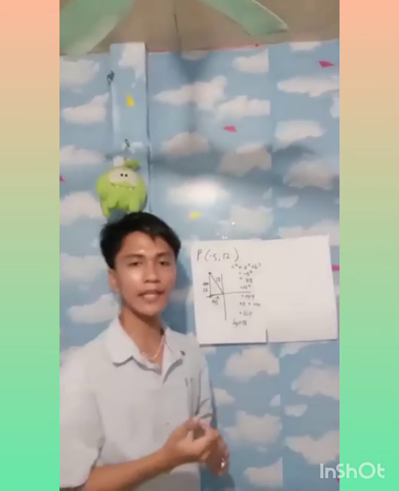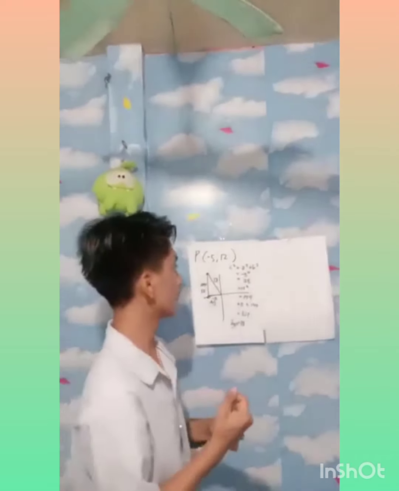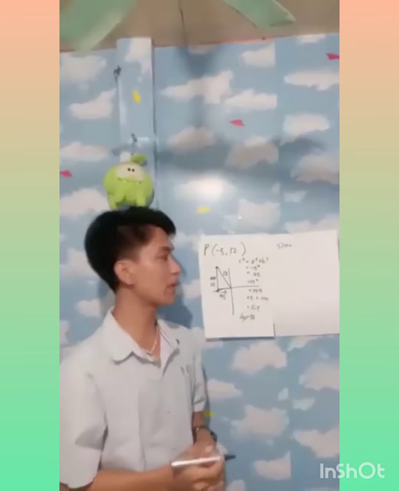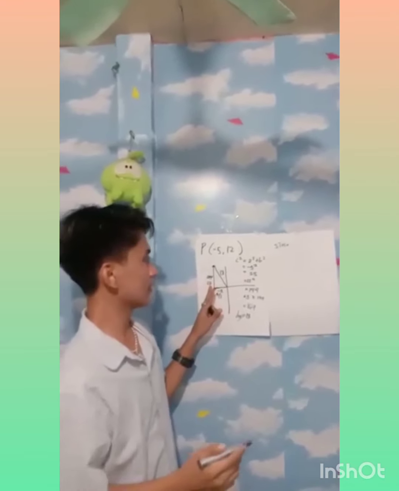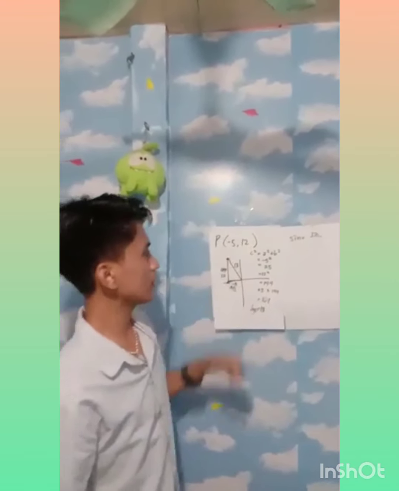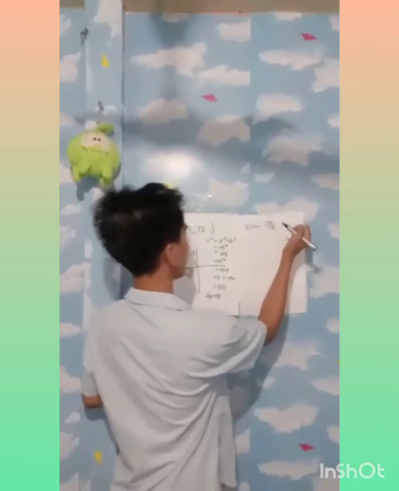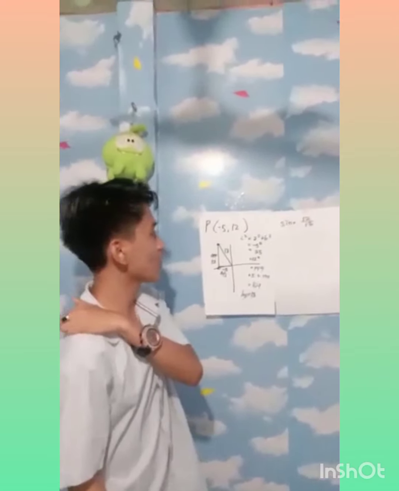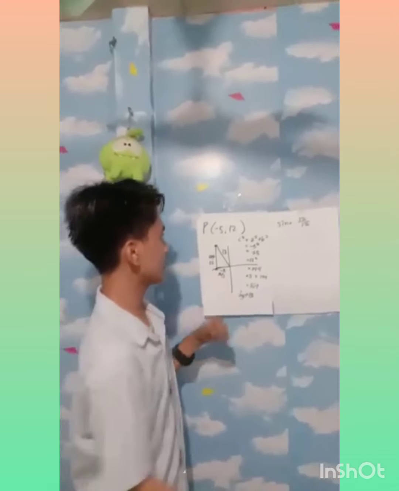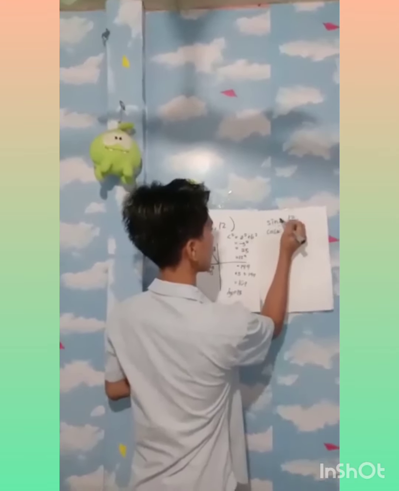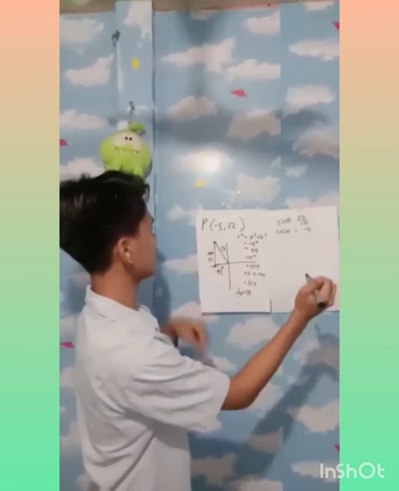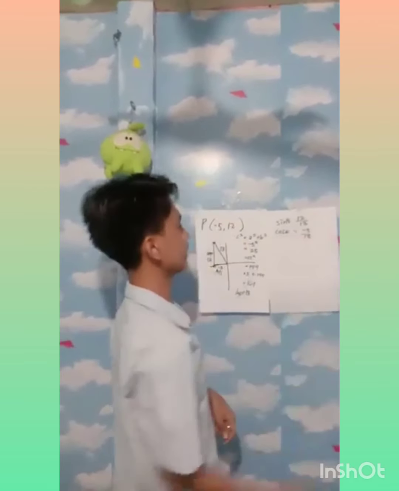Now let's find the sine theta. Sine theta is opposite over hypotenuse. Our opposite is 12, and our hypotenuse is equal to 13. Second is to find the cosine theta. Cosine theta is adjacent over hypotenuse. Our adjacent is equal to negative 5, and our hypotenuse is equal to 13.